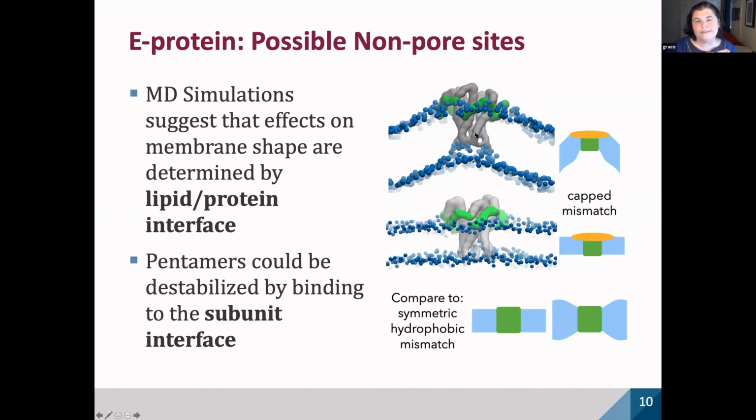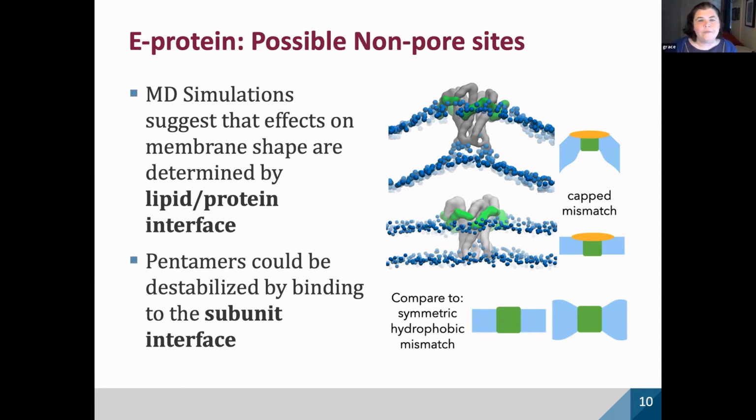There was a pretty straightforward test of this hypothesis, which was just to see how the membrane shape changed with different membrane thicknesses. And indeed, the shorter you make the membrane, the less mismatch you introduce, the less bending we get. So one thing that suggested to us is that these effects on membrane shape are determined by the lipid protein interface. If you had drugs that bound to the lipid protein interface and mediated that interface so that you did not get these deformations, the whole assembly and budding process that the E protein is key for would be interrupted.